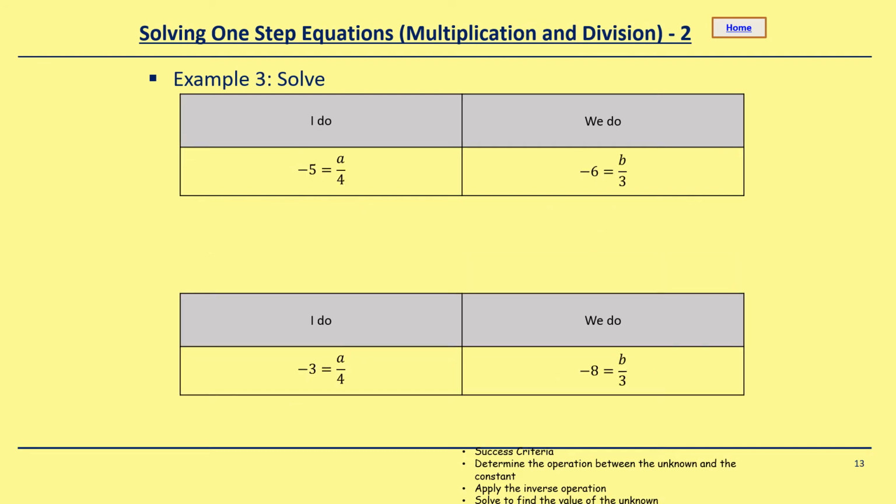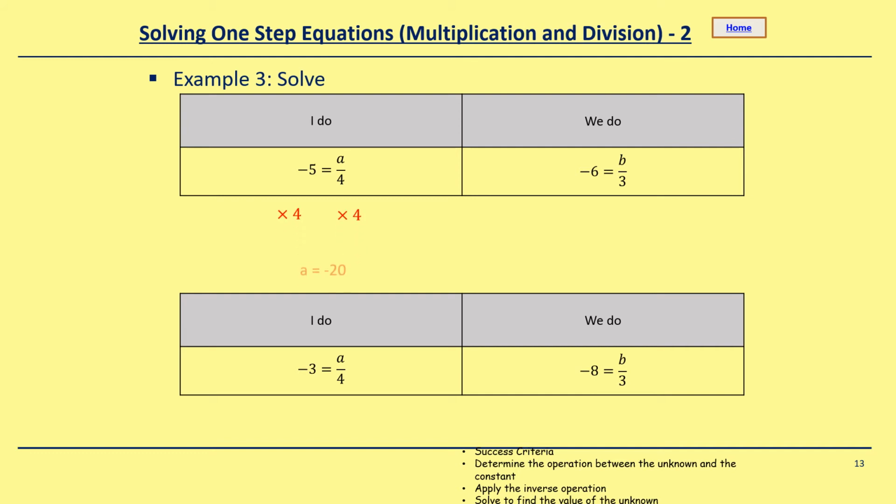We've got minus 5 equals A over 4. So this time the A over 4 is on the right hand side of the equation. If you feel more comfortable, you can turn it round to say A over 4 equals minus 5. That's what I would personally do, my preference. Or you can just start solving it. So determining the operation between the unknown and the constant, so it's divide. The inverse of divide is multiply.